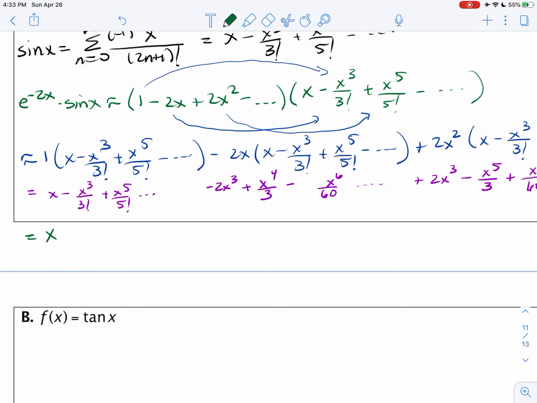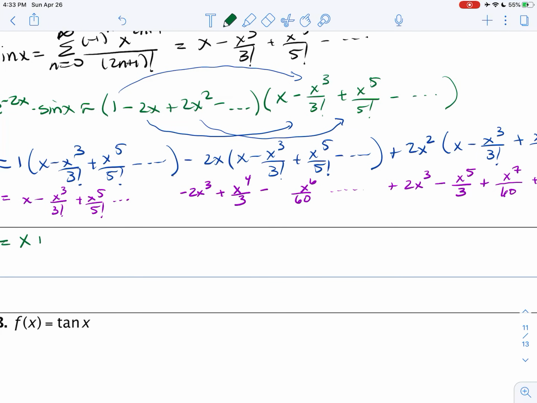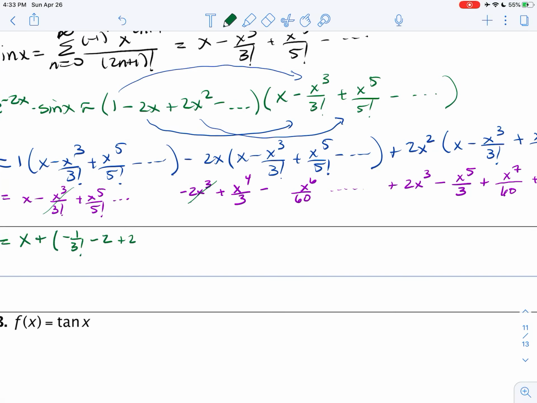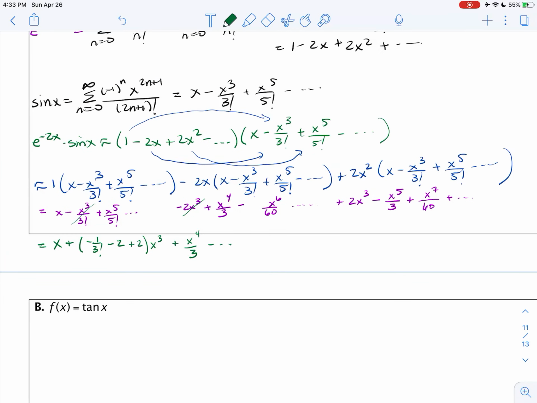And I do see that I end up with the first term only has x. And then do I have any squares? I don't. I don't have any. I do have cubes. So I'm going to say plus, and I have a cubed term here. And I'm going to say it's minus 1 over 3 factorial. That's my first cube. The second one is minus 2. And then the third one that I have is plus 2. And I know that this is x cubed. And then the next one is I do see an x to the fourth. And so I do have one term here that is x to the fourth. And I have plus x to the fourth over 3.